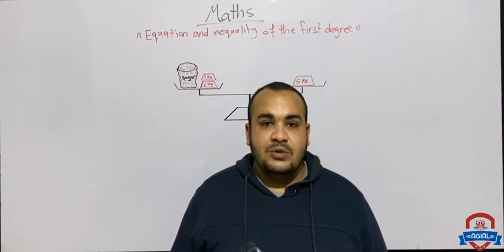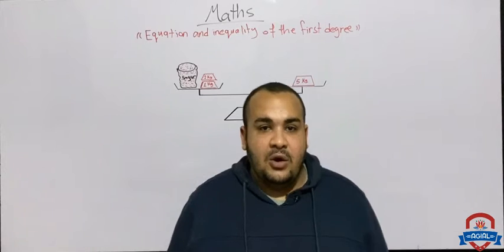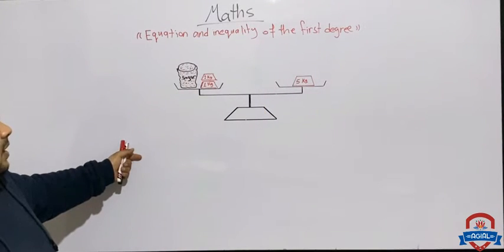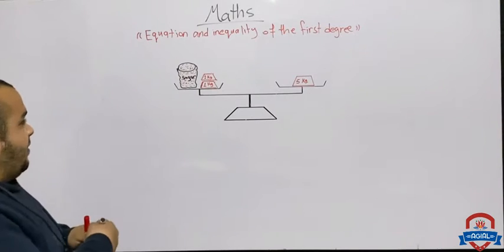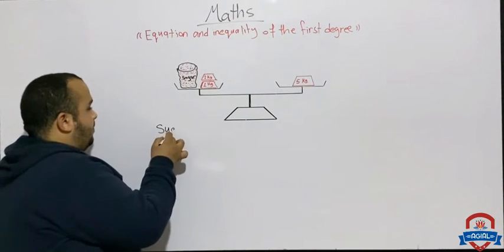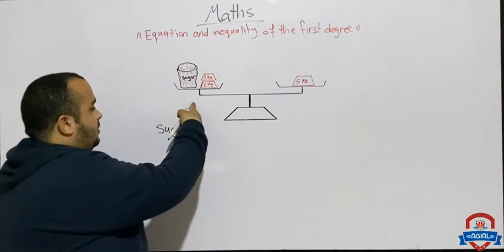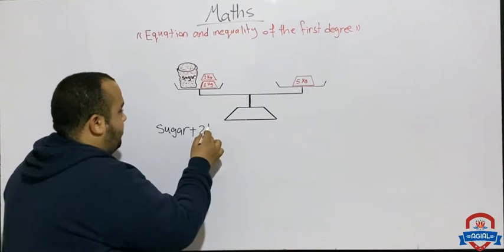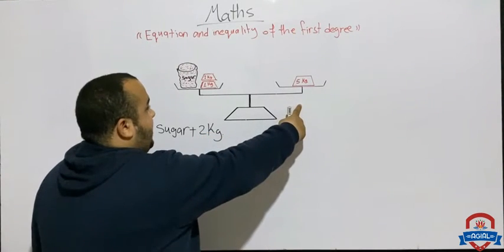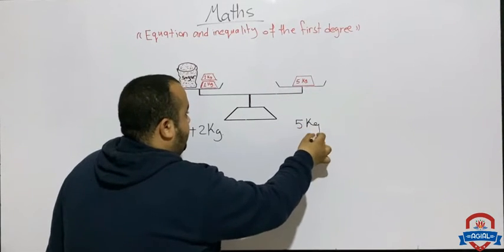Today we are going to study equation and inequality of the first degree. Look at this figure. This figure represents a pair of scales. The left pan contains a bag of sugar and a weight equals 2 kilograms. And the second pan contains a weight of 5 kilograms.